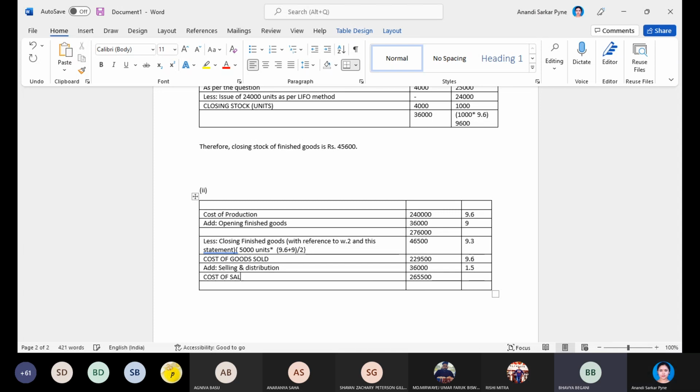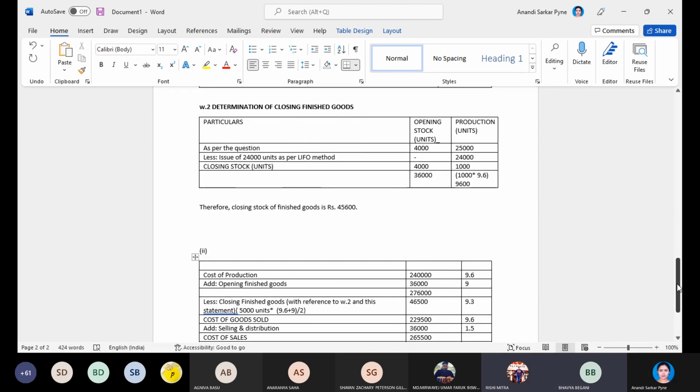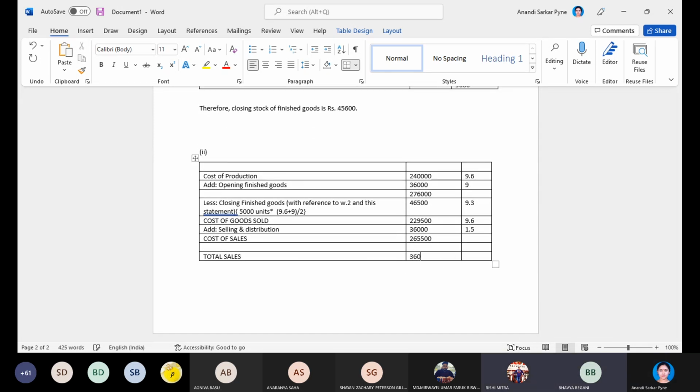Ma'am, there was a doubt yesterday when I was practicing. We took an average on per unit cost, right? So if we do 9.6 into 24,000, it comes to 2,30,400. But we wrote 2,29,500. Will there be a problem if we do it the same way in the exam? The value, if we calculate differently, will come differently.